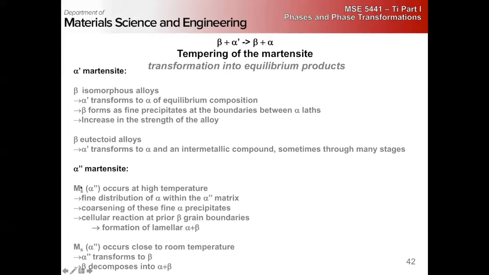Right. So if the martensite start for a particular alloy is at a lower temperature, which is much less common, then alpha prime will transform to beta on tempering. Then the beta will decompose into alpha plus beta by a diffusional transformation. But this is not as common of an occurrence. Okay.